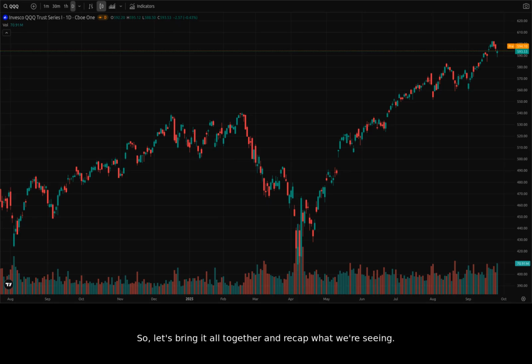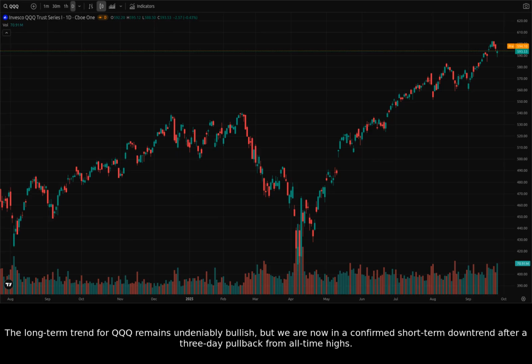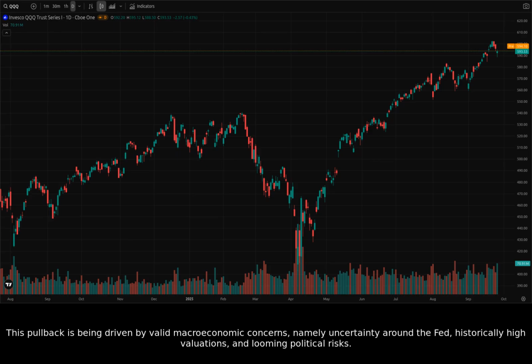So, let's bring it all together and recap what we're seeing. The long-term trend for QQQ remains undeniably bullish, but we are now in a confirmed short-term downtrend after a 3-day pullback from all-time highs. This pullback is being driven by valid macroeconomic concerns, namely uncertainty around the Fed, historically high valuations, and looming political risks.